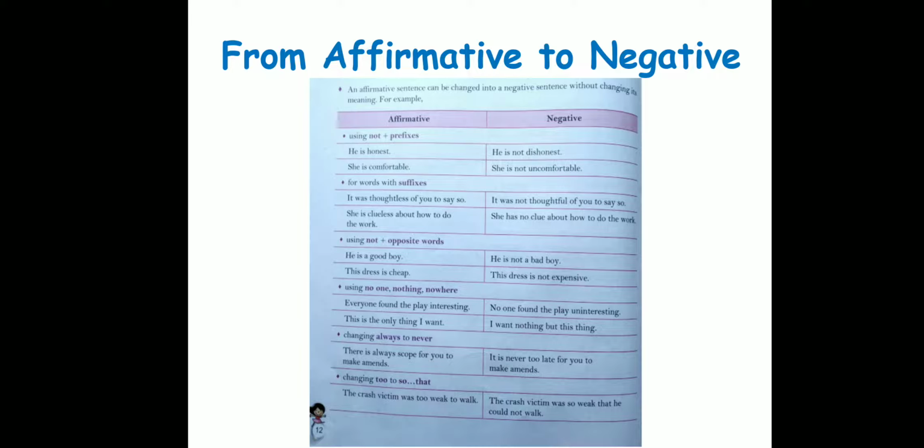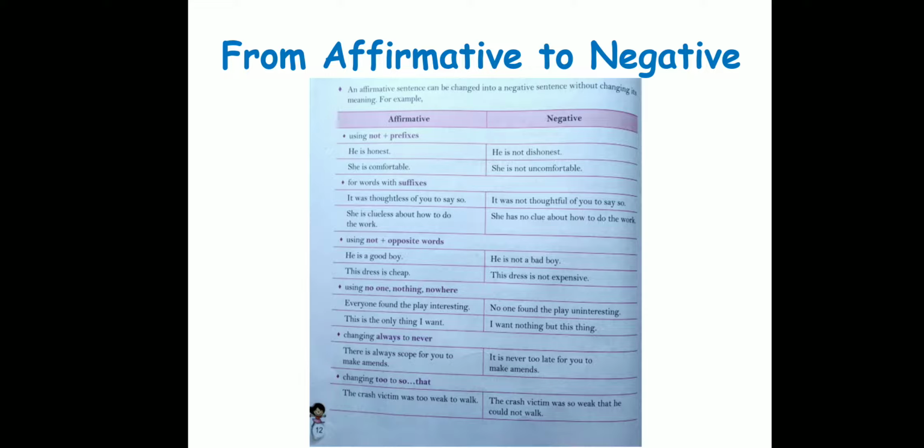Next one, it says using not plus opposite words. He is a good boy, he is not a bad boy. So not I have used, plus opposite of good is bad. I have already done this with you. Next one is the dress is cheap. This dress is not expensive. So opposite of cheap is expensive. So you will use not plus you will use the opposite of the adjective. So that will become this dress is not expensive. It is not expensive means it is sasta. It is cheap. Okay. So that is how you have to understand. You have to understand the opposite of the word.